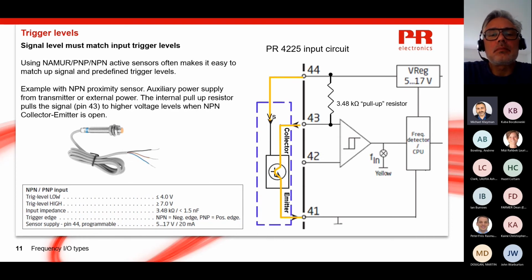The trigger levels for the PR4225 is, for an NPN sensor, fixed at 4 volts and 7 volts, which is suitable for NPN sensors powered by a minimum of 8 volts DC. Most discrete NPN sensors have a third wire. That is used to energize components inside the sensor. The sensor supply at terminal 44 can be used to power the internal components of the sensor. But usually, the sensor is powered locally, and most instruments that have an NPN output are powered by a separate voltage source. So the sensor supply at terminal 44 is only used to provide the pull-up voltage to the resistor.